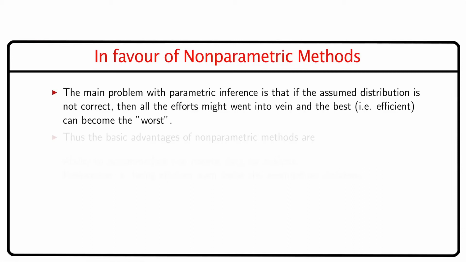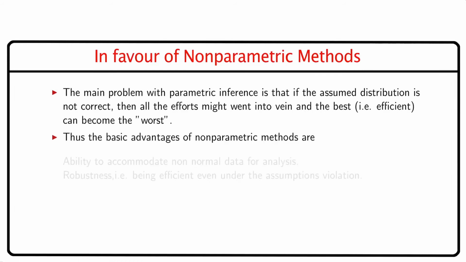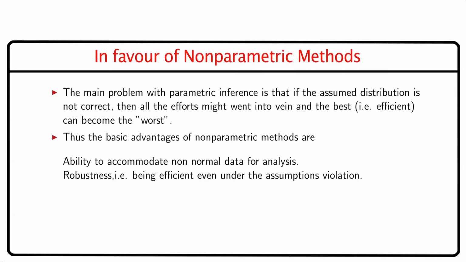So if the data is non-normal, we can still use non-parametric methods without knowing the distribution of the underlying variable. And the second advantage of non-parametric methods is the robustness, that is being efficient even under assumption violation. In parametric inference we assume some particular distributional form with certain parameters. If the distributional assumption is violated, then these results are of no use, and in contrast, non-parametric methods are robust, that is, they remain efficient even when the assumptions are not validated.